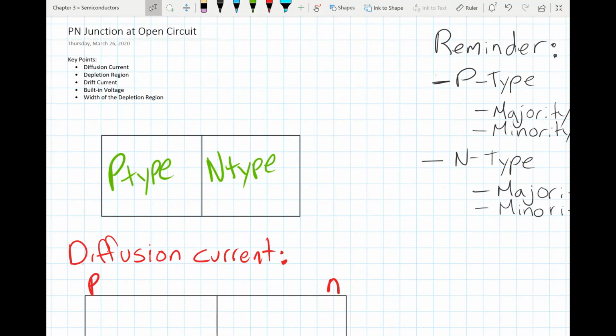Hello everyone. In this video we're going to talk about the first part in section 3.4 of your book. This section is about PN junctions at open circuit, and we're going to cover diffusion current in PN junctions and the depletion region. So why are we covering PN junctions? PN junctions are diodes. So in this section you're going to learn more about the physics of how a diode works.